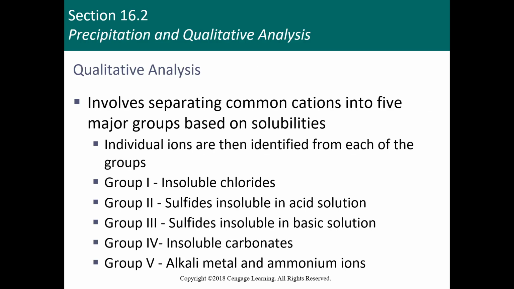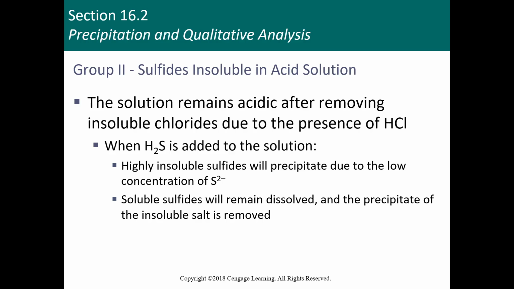Literally, groups 1, 2, 3, 4, 5, these are the steps you would normally take as you do this qualitative analysis. This is the stereotypical qualitative analysis. You can change a few little steps here and there, but overall, this is going to give you the best bang for your buck.